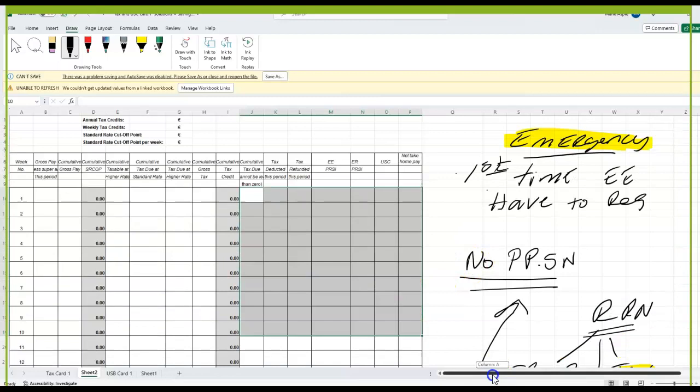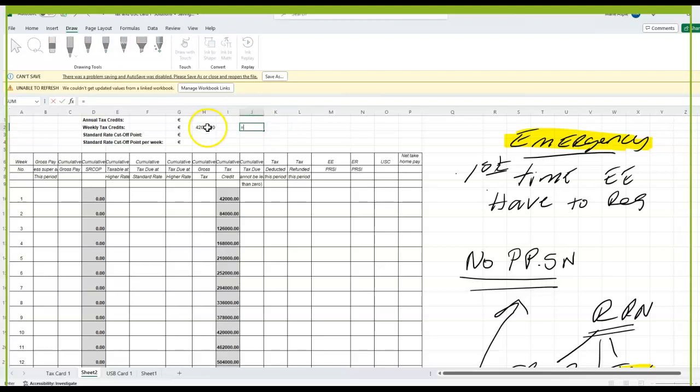So remember the rules that apply. And how do I know what standard rate cutoff point? Well, it's always based on a single person standard rate cutoff point. And if I take that and divide it by 52, that will give me 807.69, and that is always rounded up to the nearest cent. So it'll give me 808. So the standard rate cutoff point for 4 weeks only is 808.